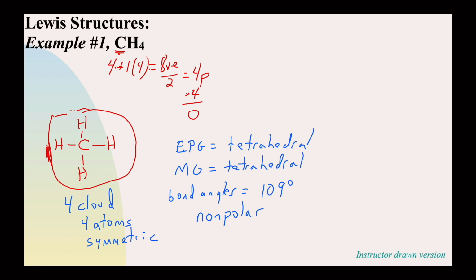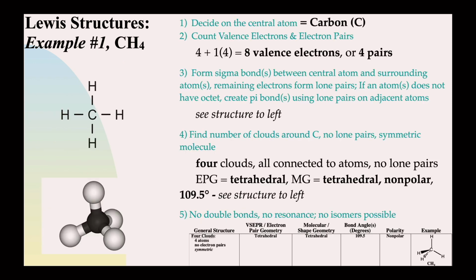Now, this is your instructor's cheesy hand-drawn version. I'm now going to show you a computer-generated version, hopefully in case my drawings are weird, and maybe I missed something too. So this is my computer-generated version. Down here at the bottom, you can see the entry from the Geometry Polarity Guide. We looked for something with 4 clouds. There were 4 atoms, no electron pairs, and everything around the central atom was the same, so it's symmetric.